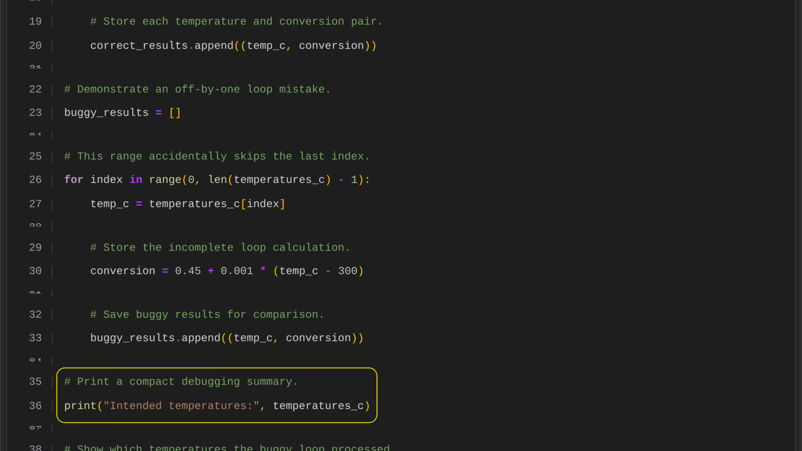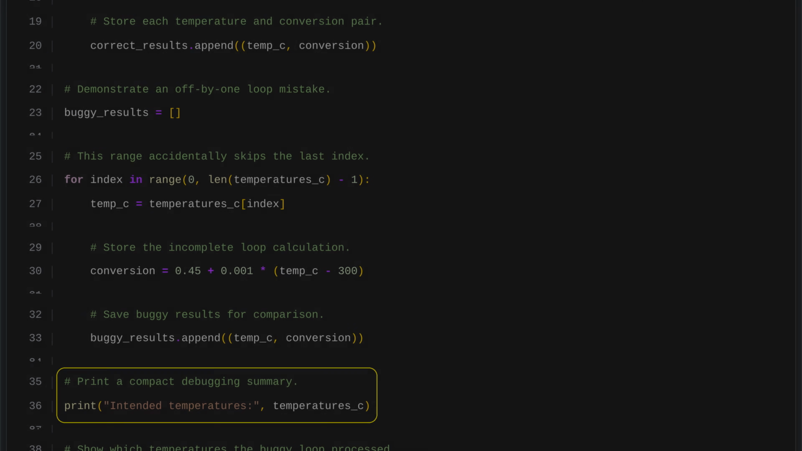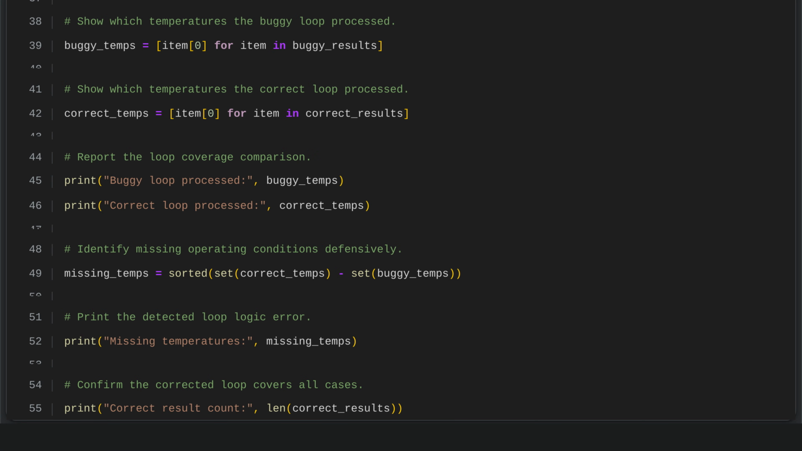The code displays the planned reactor temperatures so they can be checked before further processing. This helps confirm that later calculations and comparisons use the correct temperature data. We create a concise list of the temperatures that the buggy loop actually processed. This is done by going through each buggy result and keeping only its first value, the temperature. The resulting list can then be compared with the intended temperatures to see what the loop handled.